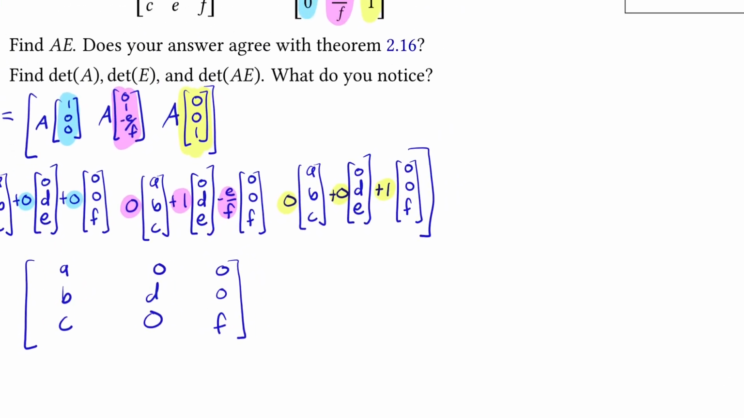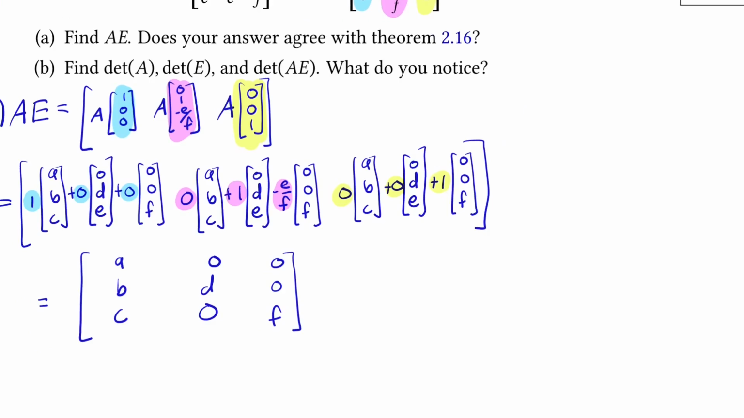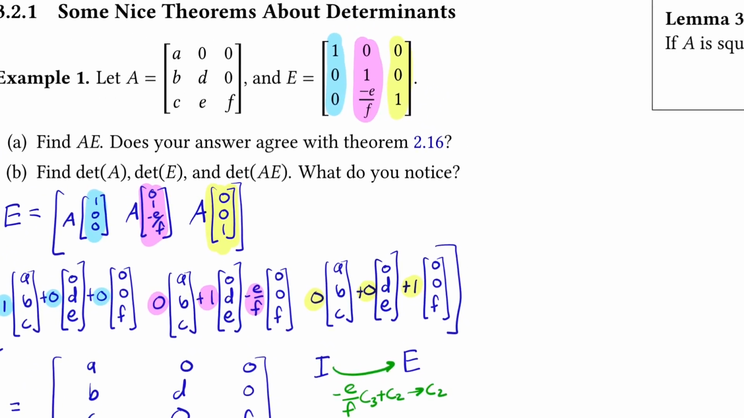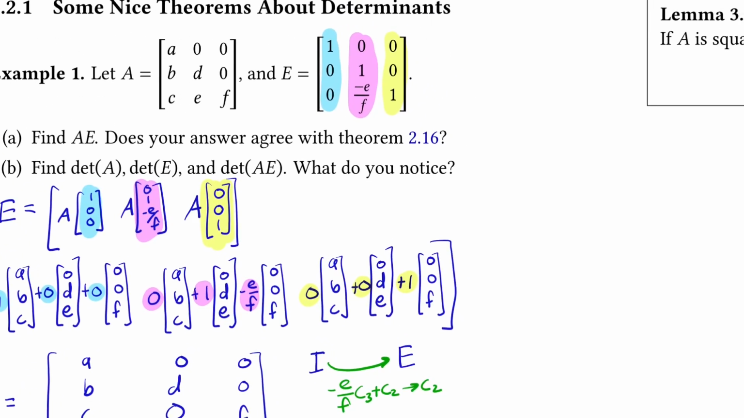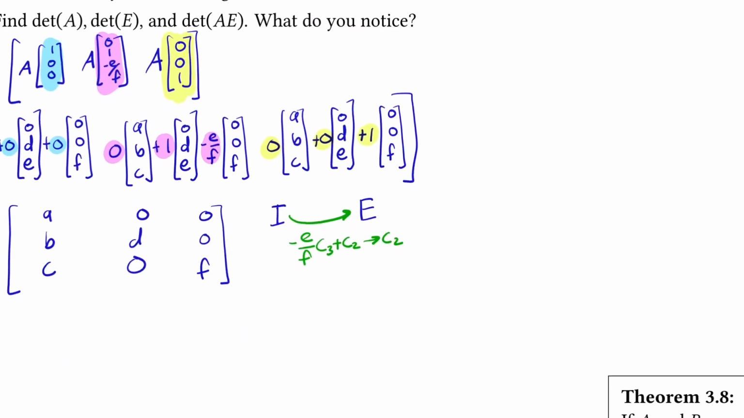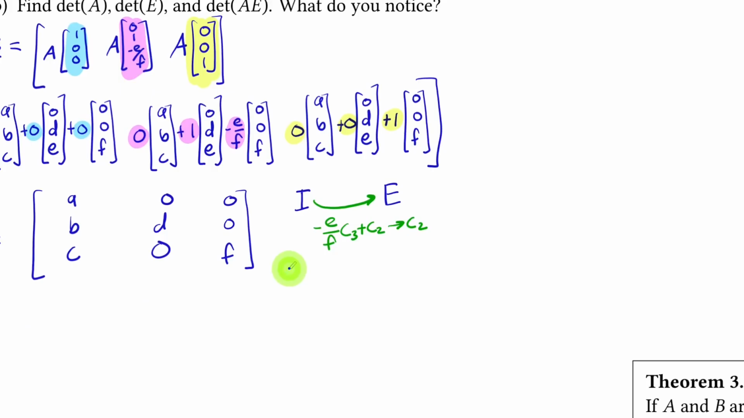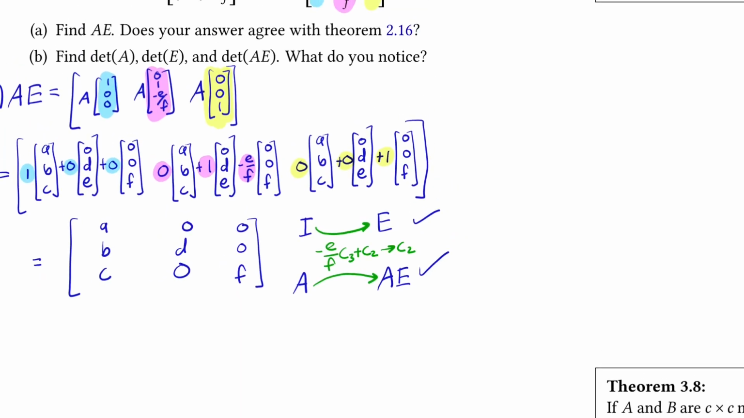And does that agree with Theorem 2.16? Sure does. Because the column operation that is done to the identity to get this is replacing column 2 with negative E over F times column 3 plus column 2. And that is the same thing as if you do A and do that column operation, you'll get AE. And that's what Theorem 2.16 says.